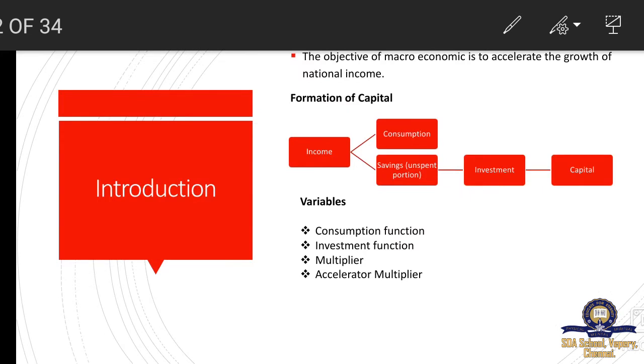Now, the objective of this lesson is to accelerate the growth of national income. Accelerate means speed up or increase the growth of national income. So we'll see about formation of capital first. How the capital is formed. So you know what is capital. Normally you will say large amount of money is called as capital. So how the capital is formed we'll see now.